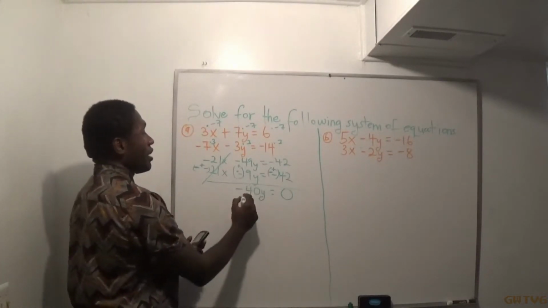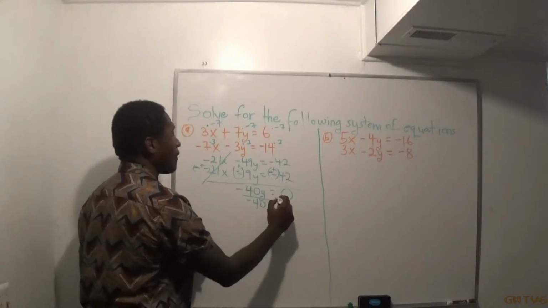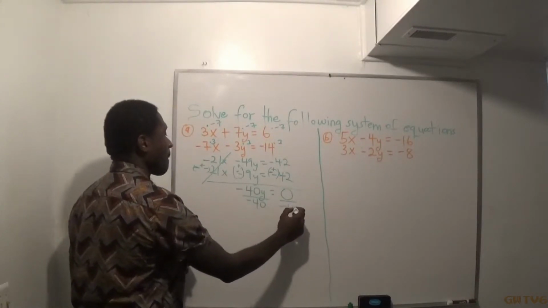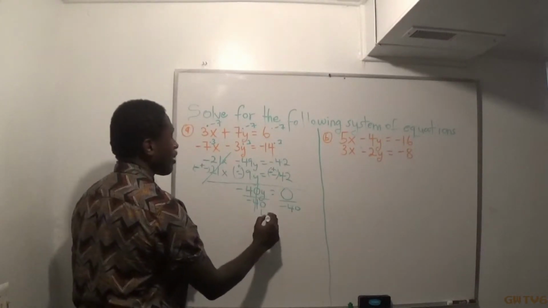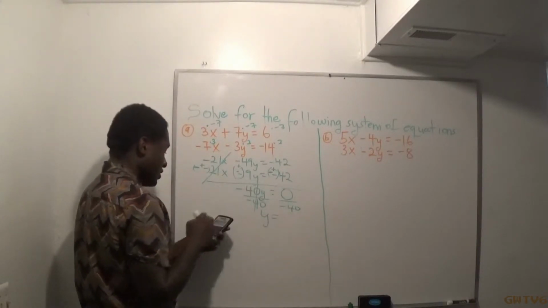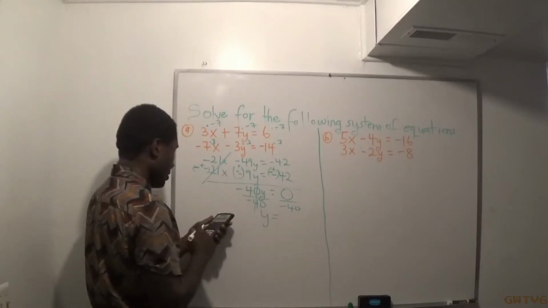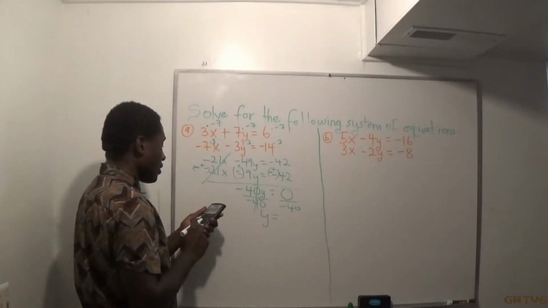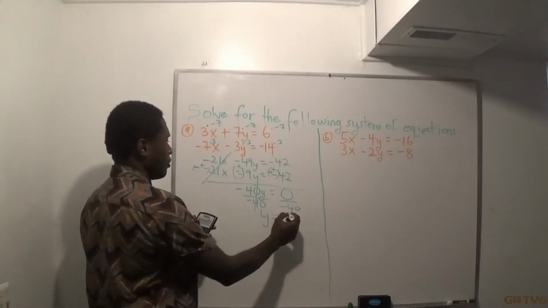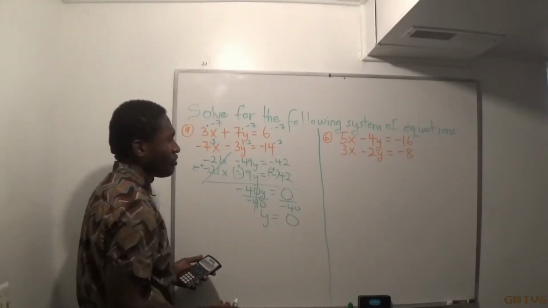And now I'm solving for y. I divide by -40, divide by that -40. The -40s cancel. So I have y equals 0 divided by any number with the exception of 0, which is 0. Or you can just put it in a calculator and it will give you 0.